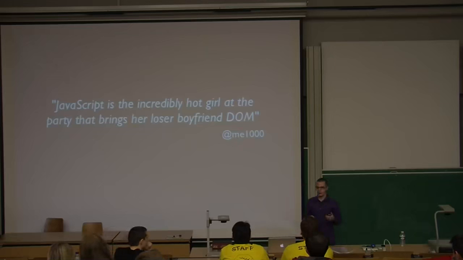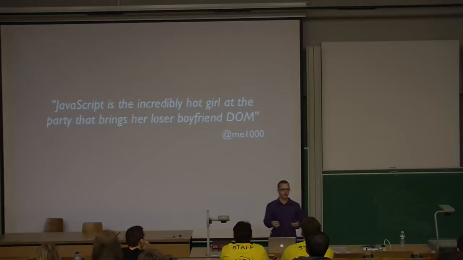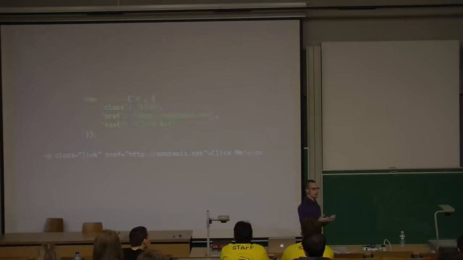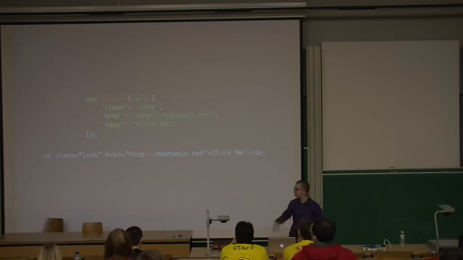So all of the JavaScript libraries provide a wrapper around the DOM. MooTools does it in a different way. We just extend the native element prototypes, because this is what we do as a core function. As we extend the native types like Array and Function and String, we also do that for elements. And you can, again, read this example and understand what it does. We create a new element, an A tag with a class, an href, and a text. And you see on the bottom what it corresponds to.